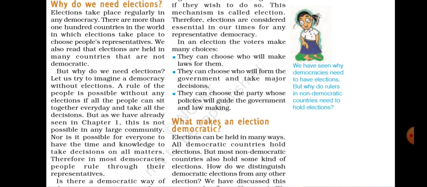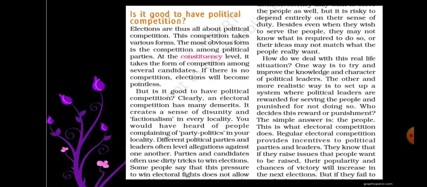Then electoral constituencies. What are electoral constituencies? In our country, we follow an area based system of representation. The country is divided into different areas for the purposes of elections. These areas are called electoral constituencies.